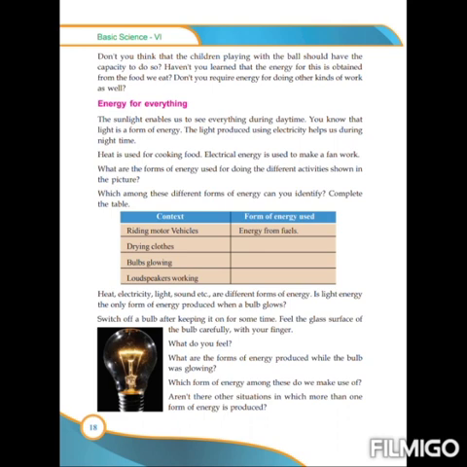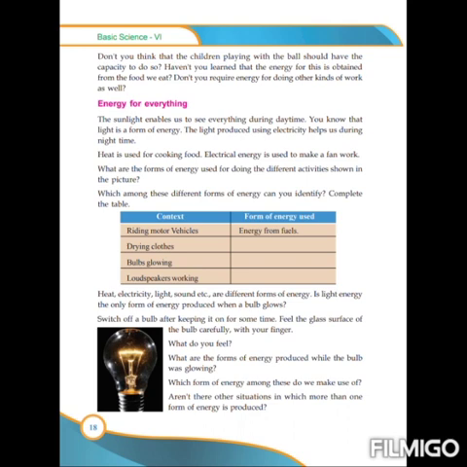Heat is used for cooking food. Electrical energy is used to make a fan work. Now, we need heat for cooking food. We know that in our house, for cooking any type of food, we need heat. Now, electrical energy is used to make a fan work. So, the electrical energy makes the electrical appliances work. Not only a fan, like TV, refrigerator, grinder, all types of appliances work using electrical energy.